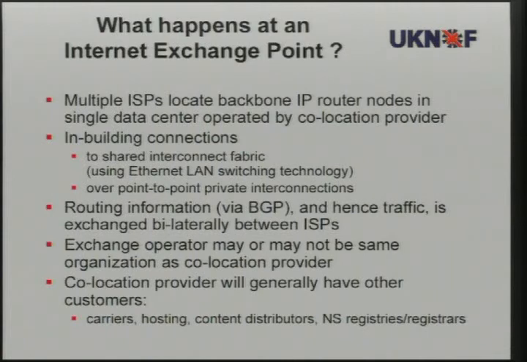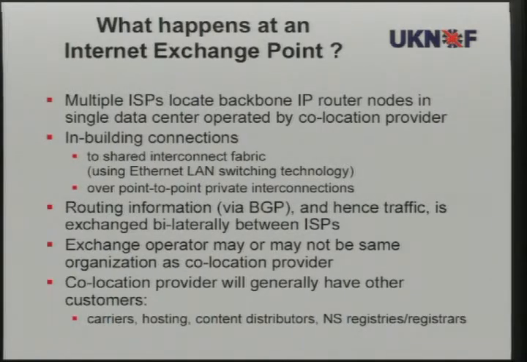Internet interconnect principles. What happens at an internet exchange point? Basically, at your typical internet exchange, there will be a bunch of internet service providers who will have equipment, routers, in the same building, which will be a data center, usually operated by a company that bills itself as a co-location provider. Within that building, these ISPs connect together. Sometimes they will run a direct wire between them. Sometimes, more commonly, there will be a shared interconnect fabric, which is usually one or more Ethernet switches.